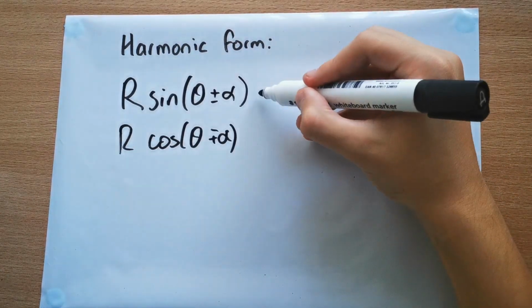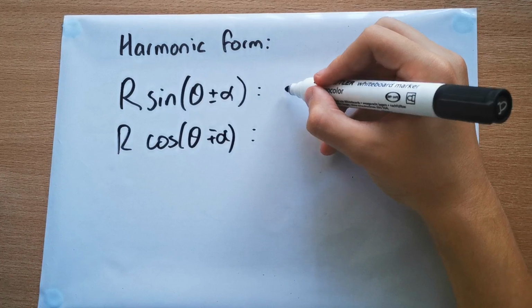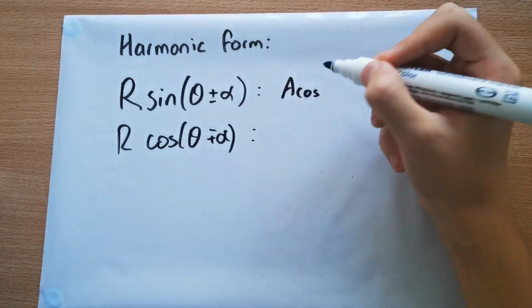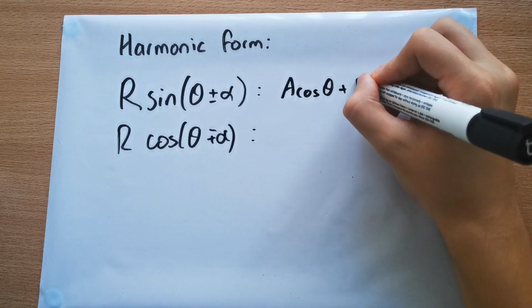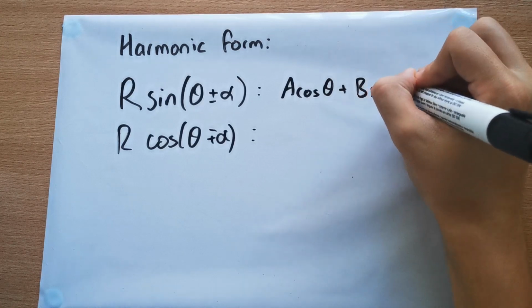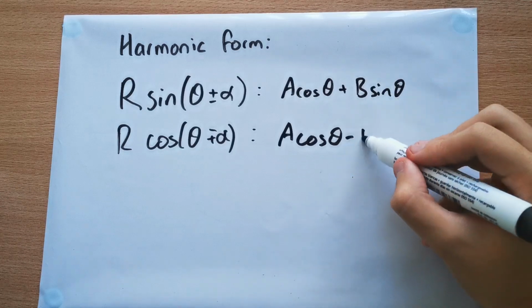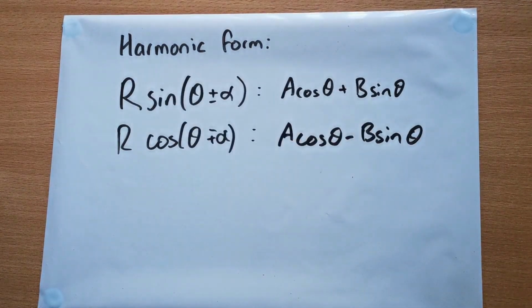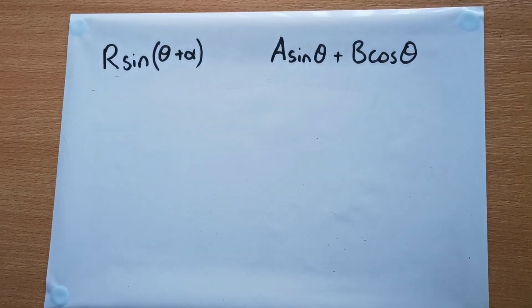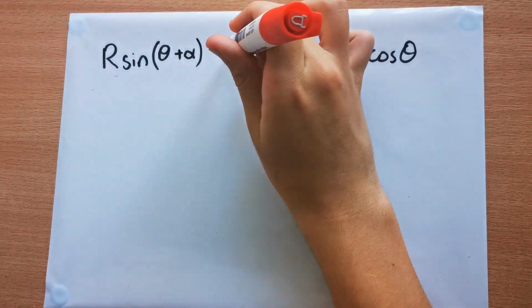Basically, these are other ways of writing things like a cos theta plus b sine theta, or a cos theta minus b sine theta. And the plus or minus is just from the last video about which one goes with which. So you may be wondering how on earth these are related, and how you can get between them.